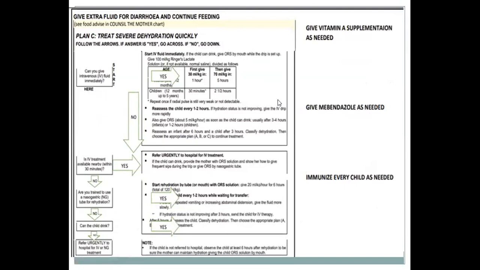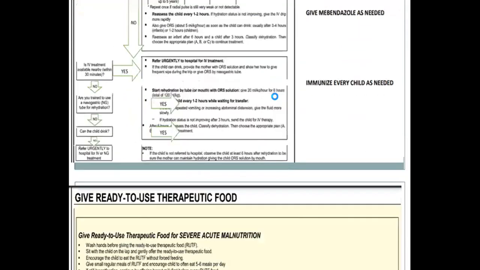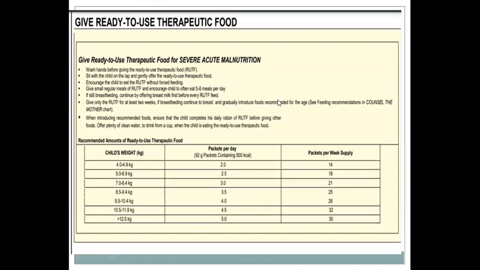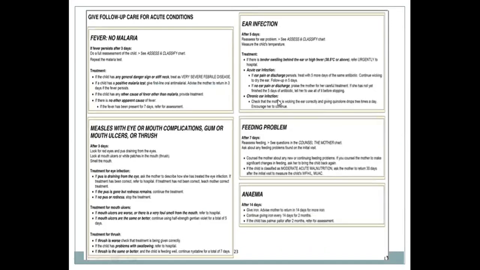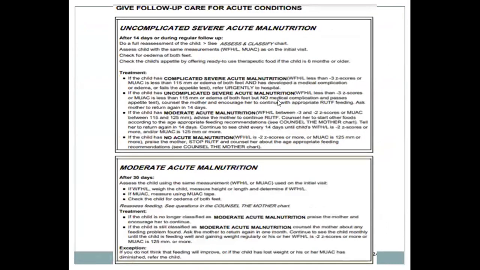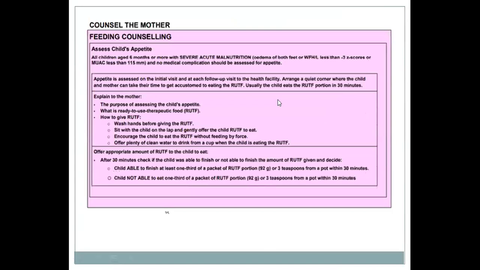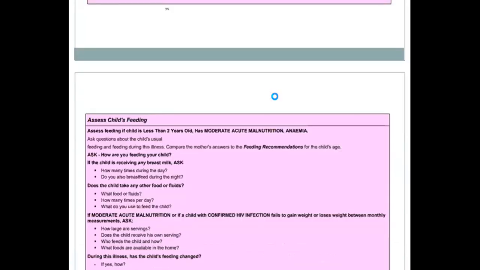Give extra fluid for diarrhea and continue feeding. Give vitamin A supplementation. Give ready-to-use therapeutic food for severe acute malnutrition. Give follow-up care for acute conditions, for example pneumonia, persistent diarrhea, dysentery, which includes blood in the stool, fever, abdominal pain for more than 3 days, malaria, ear infection. Uncomplicated severe acute malnutrition follow-up is after 14 days, moderate acute malnutrition after 30 days. Counsel the mother for feeding problems, assess the child's appetite in acute malnutrition, and explain to the mother the purpose of therapeutic food and what is added to it.